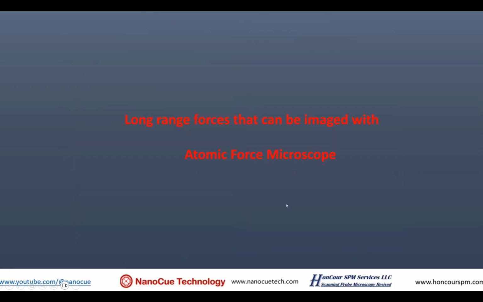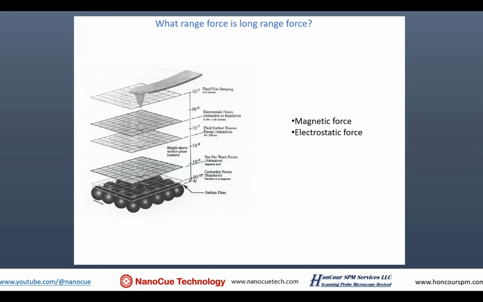Today's focus, let me go forward, is the detection of long-range force that can be imaged with the atomic force microscope. And first of all, let's define what is long-range force. Long-range force, in our case, is the force beyond the Van der Waals force, beyond 10 nanometers. Let's say a couple of 100 nanometers to a couple of microns. Those are long-range forces. And these long-range forces include magnetic force and electrostatic force. These forces exist when tip and sample are a little bit far away from each other.